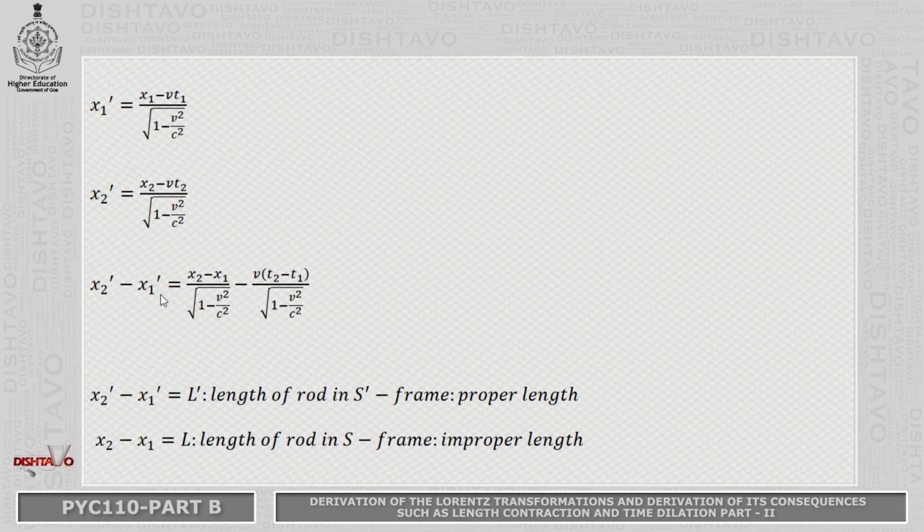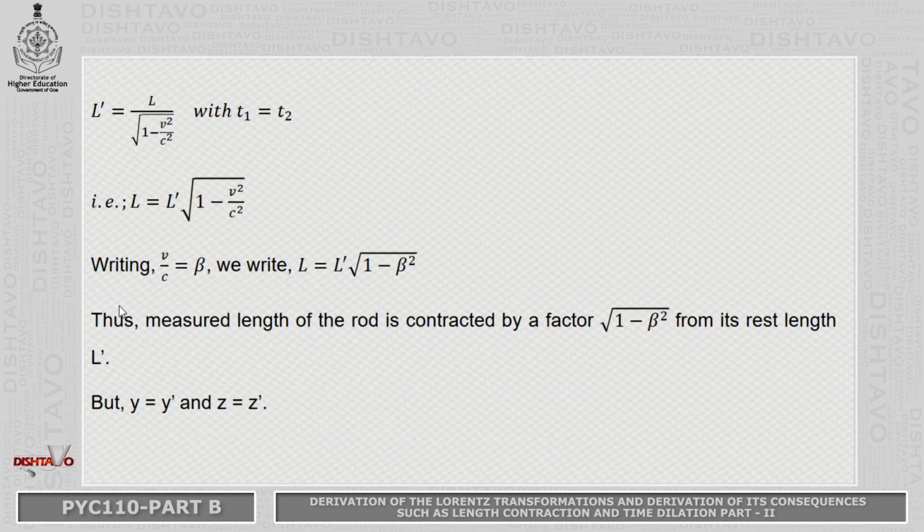This x2 dash minus x1 dash is L dash, which is the length of the rod in the S dash frame, which we call the proper length, because that is the length of the rod measured at rest. And x2 minus x1 is called L, which is the length of the rod as measured in the S frame, and it is called the improper length. So we write L dash equal to L divided by square root of 1 minus v square by c square, with t1 equal to t2, because the endpoints are to be measured at the same time. We cannot measure them at two different times. Otherwise, the length would have been larger.